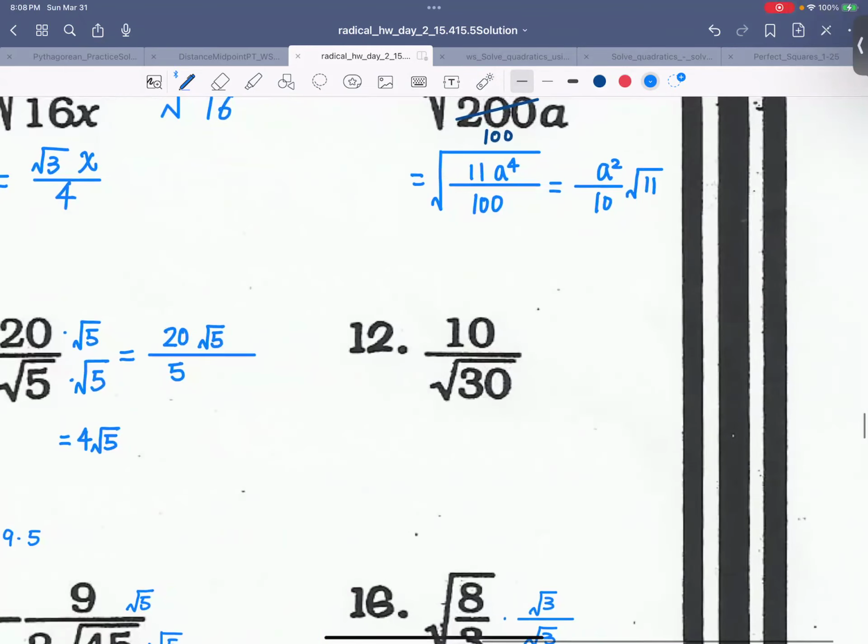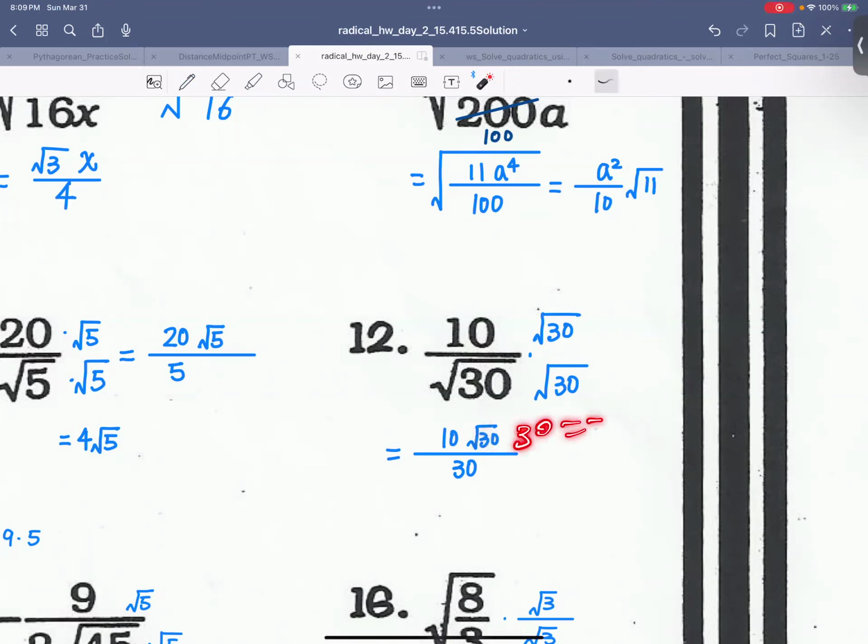Now, number 12, you do one more. This thing, you cannot let this stay on the denominator. You have to do something. What do you do? Multiply it by square root of 30. Good. You multiply by square root of 30. So the bottom becomes? 30. Yes. The top is? 10 times square root of 30. Yes. And we cannot further simplify.